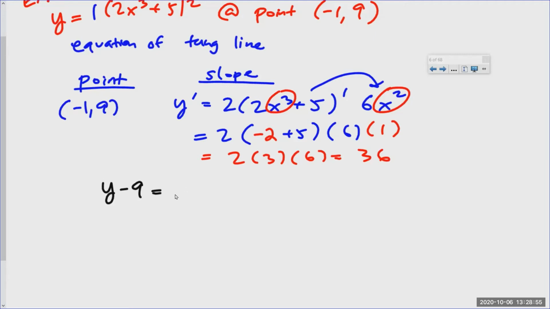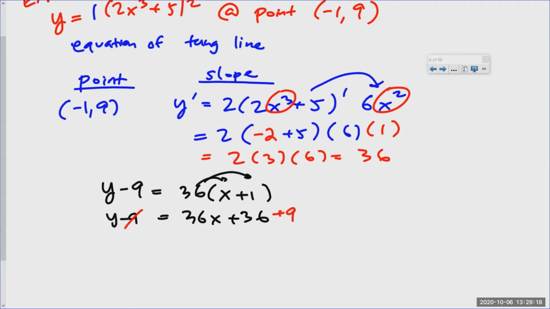Y minus 9 is equal to 36 times x. Be careful, it's x minus -1. So did you remember to change this to a plus? Okay, so that is your equation of a tangent line. And again, from MyMathLab, you're going to have to distribute this. So that's going to be 36x plus 36, y minus 9. You're going to add 9 to both sides. So I get y is equal to 36x plus 45.